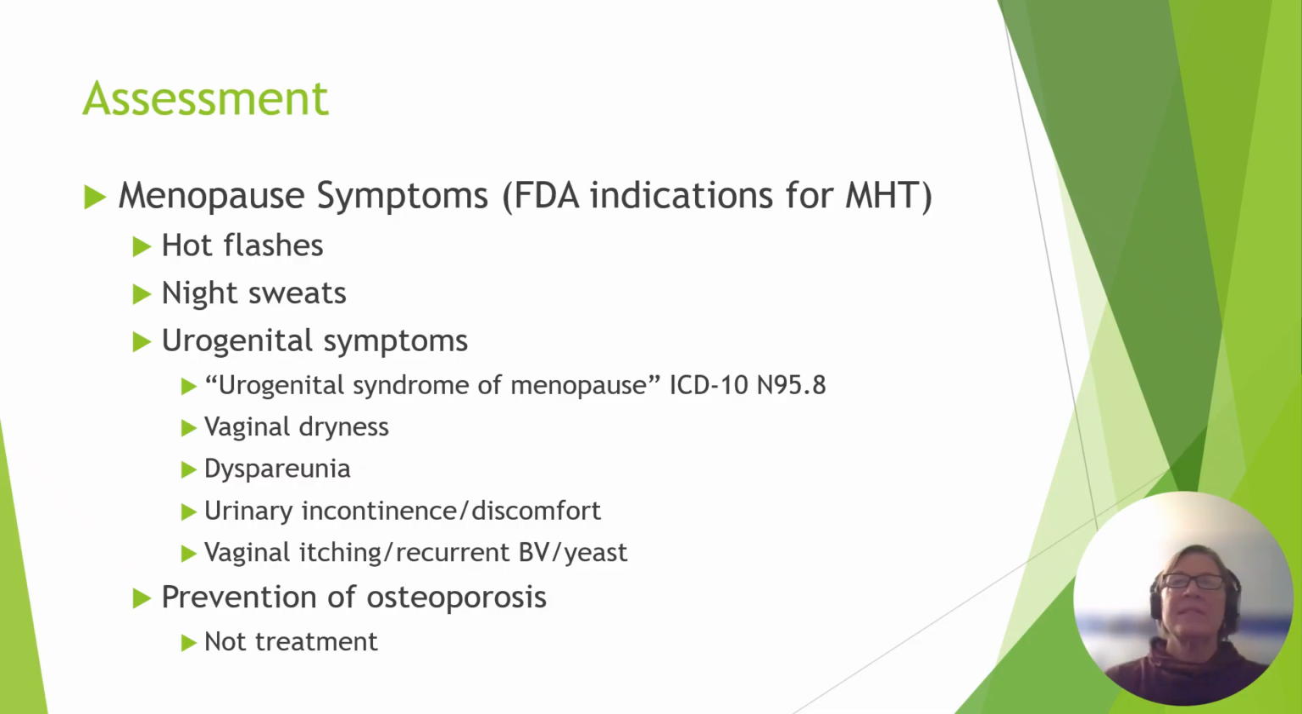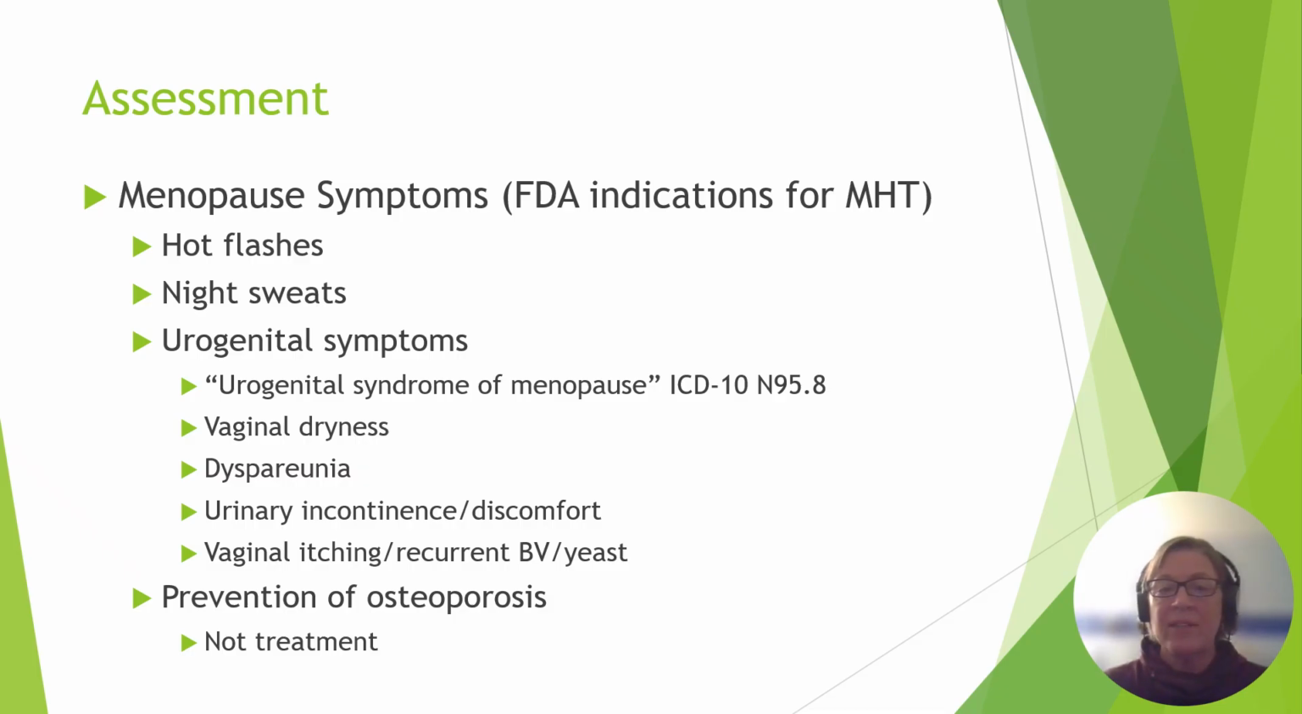So in terms of assessment, looking at menopause symptoms, I'm going to cover first the FDA indications for hormone therapy, and these include hot flashes and night sweats, which grouped together are called vasomotor symptoms, or VMS, and urogenital symptoms. There is a urogenital syndrome of menopause, which has its own ICD-10 code, which I've included here.